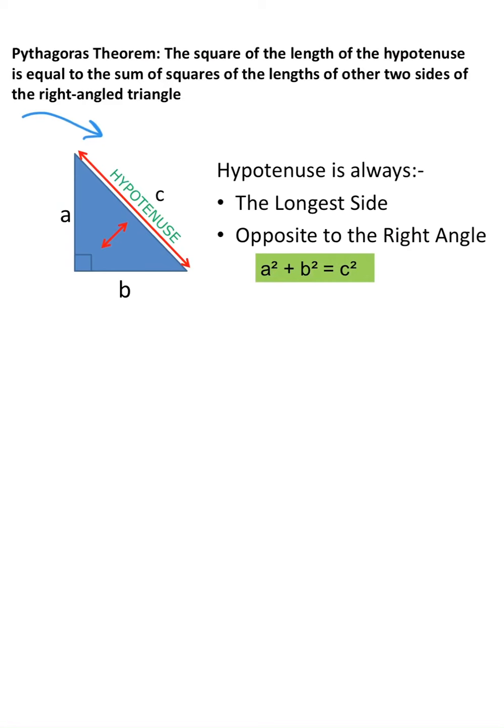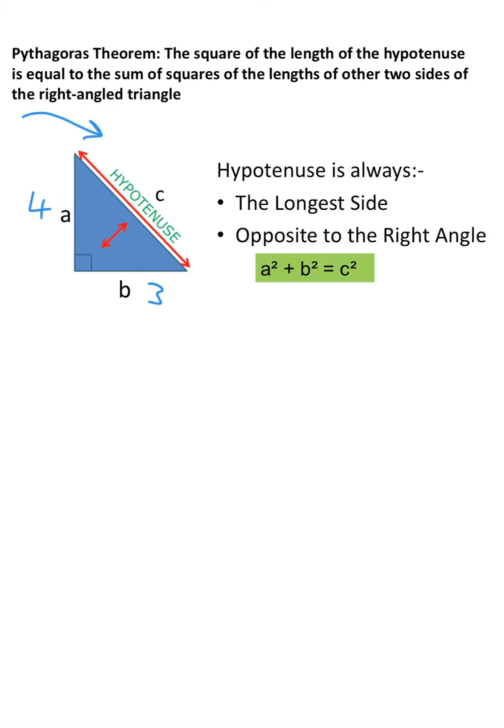side. Now, in Pythagoras' theorem, the square of the length of the hypotenuse is equal to the sum of the squares of the lengths of the other two sides of the right angle triangle. So this only works for right angle triangles. So let's say we had sides of 4 and 3 here.